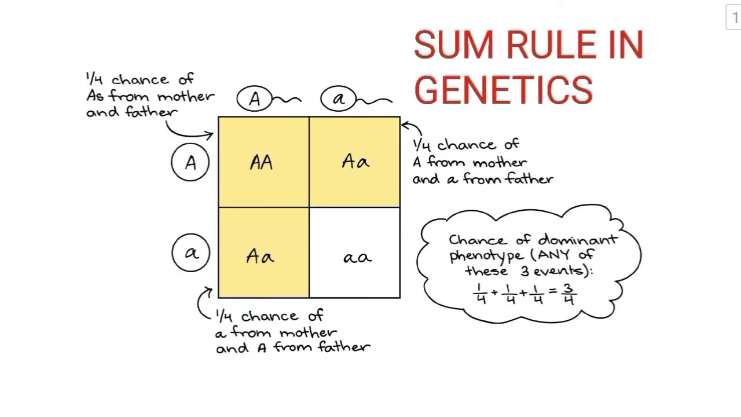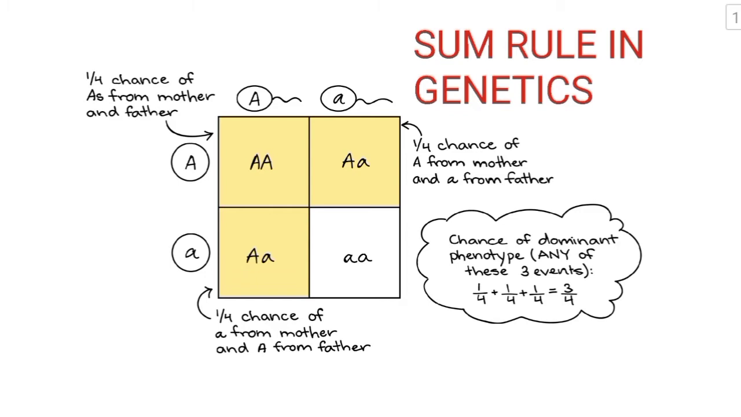In the last video, I drew this grid for product rule in genetics. Now, I am going to share with you how the sum rule is used in genetics. In some genetics problems, you may need to calculate the probability that any one of the several events will occur. In this case, you will need to apply sum rule.